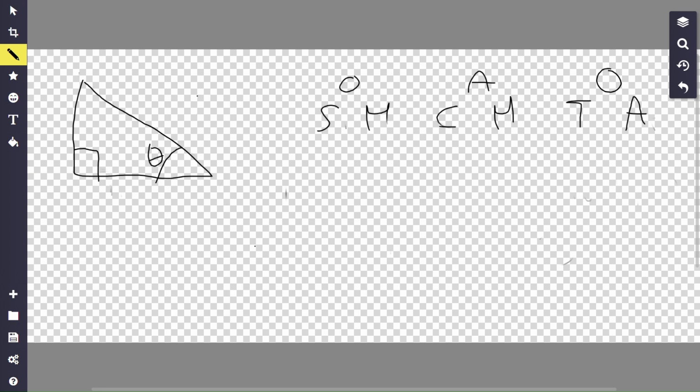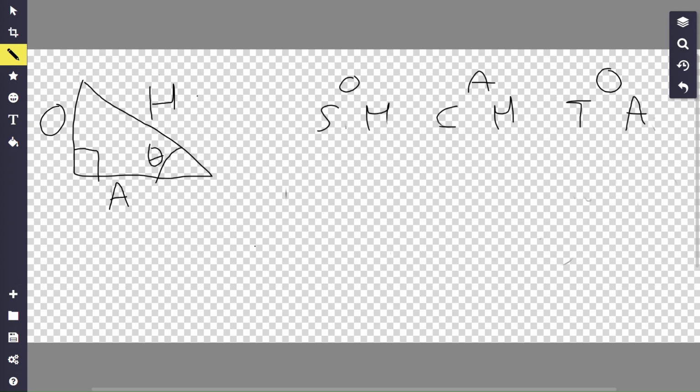Opposite the right angle, we have the hypotenuse, so we'll label that with an H. Opposite the theta, we have the opposite, so we'll label that with an O. And then the other side, in between the right angle and the theta, the angle we're looking for, we have the adjacent, so we'll label that with an A. And as you can see, these letters are all involved in the formula we have up here.